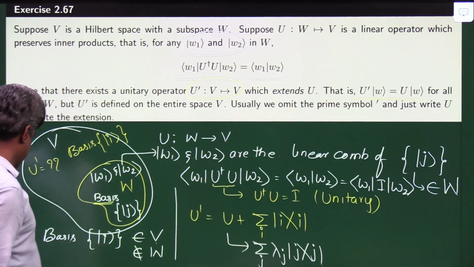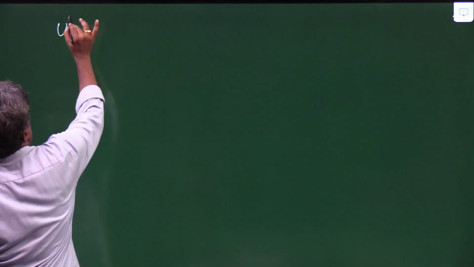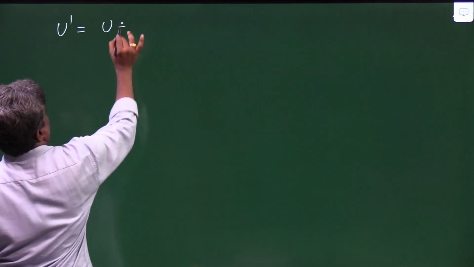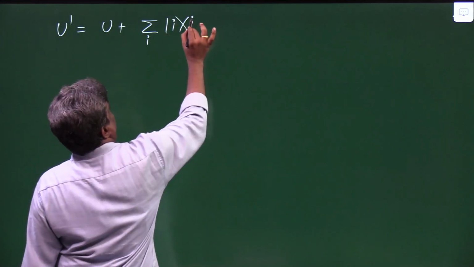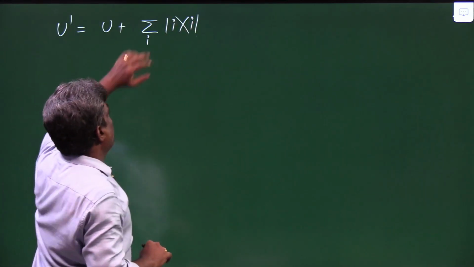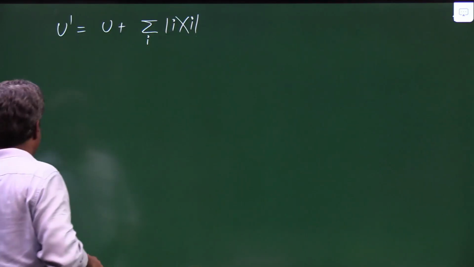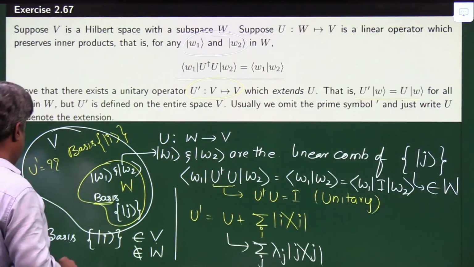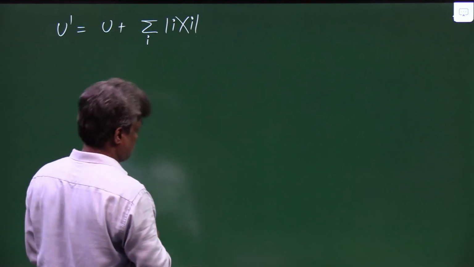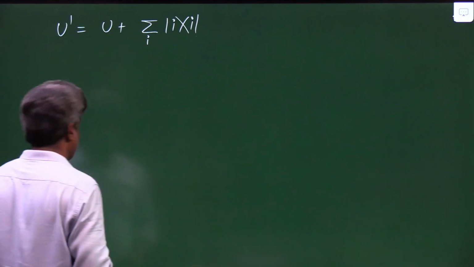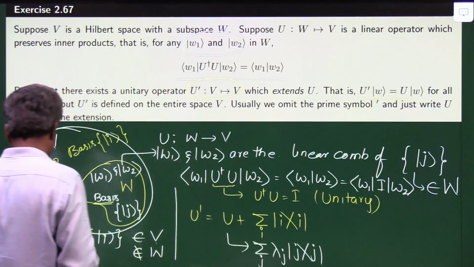Okay, so let us proceed. Finally here we have defined u prime equal to u plus summation over i of the outer product |i><i|. I have considered the basis states which belong only to v. Now let us prove what is being asked: u prime w equal to u w.